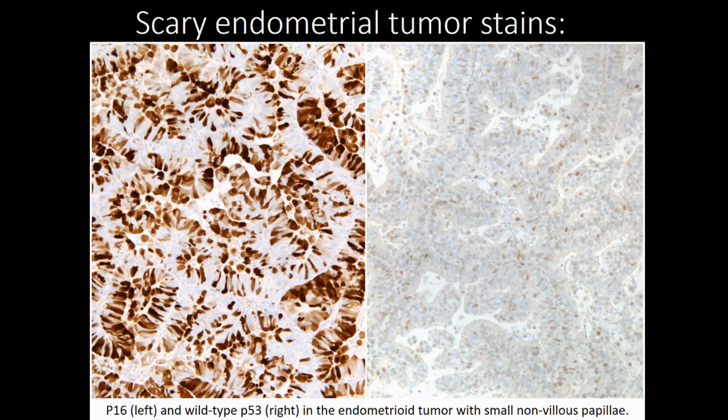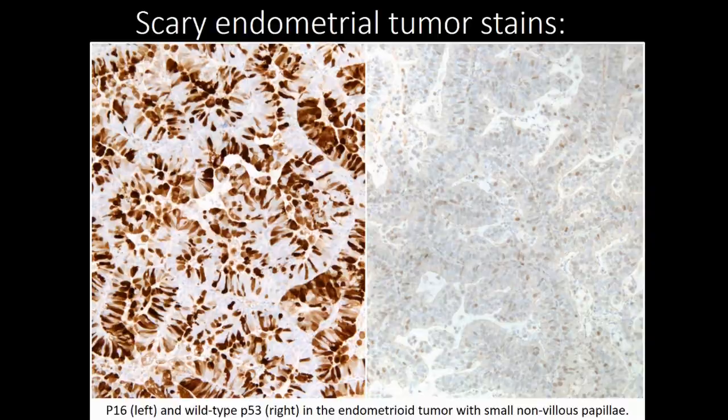And then on the right, you can see that the P53 has very, very weak to focally not so weak nuclear staining, and we call that wild type P53 staining. So this is not a mutant phenotype. So this should make you feel much more comfortable saying, okay, you know what, this is probably just one of those scary looking variants of endometrioid carcinoma. And that's actually what I would just call a grade 1 endometrioid carcinoma.